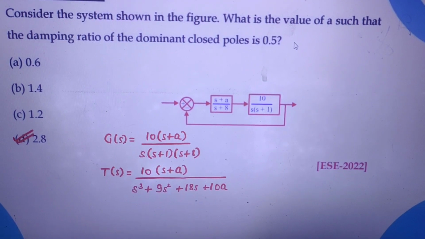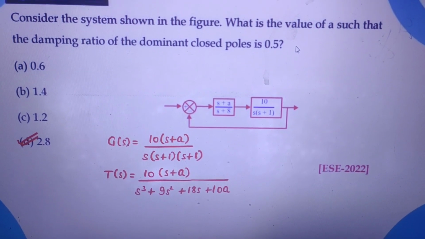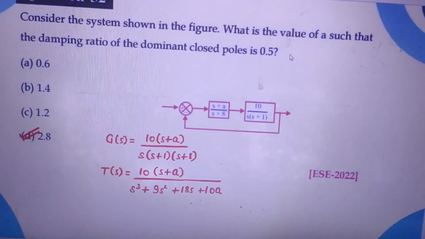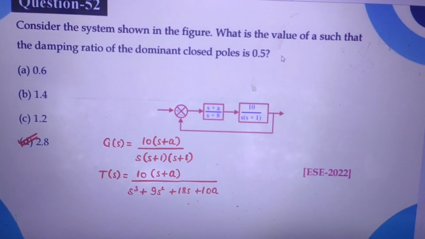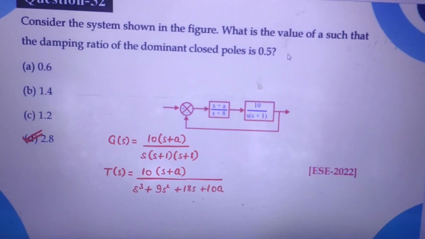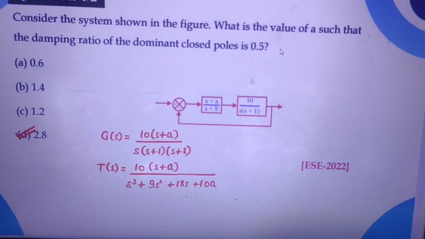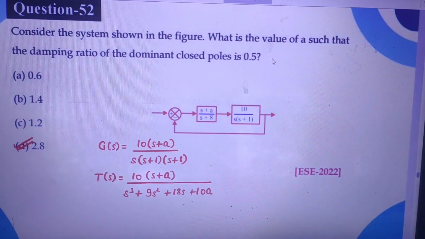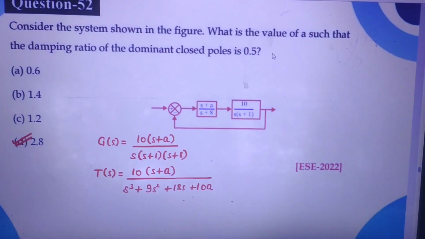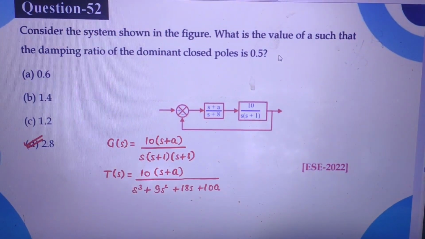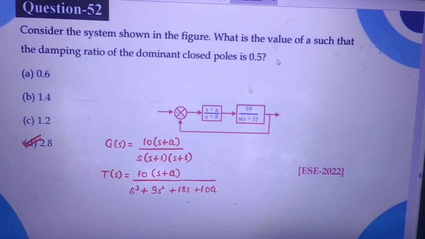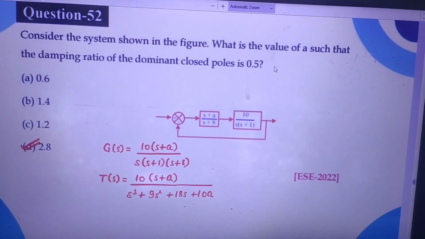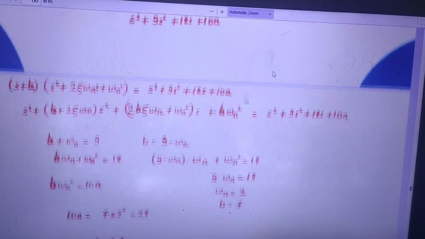In this question, he has given the value of damping ratio as 0.5. Now you have got the transfer function 10(s plus a) by s cube plus 9s square plus 18s plus 10a. So we have a cube term, but we know only the second order system, s square plus 2 eta omega n s plus omega n square. Now you can write this s cube plus 9s square plus 18s plus 10a by using this.